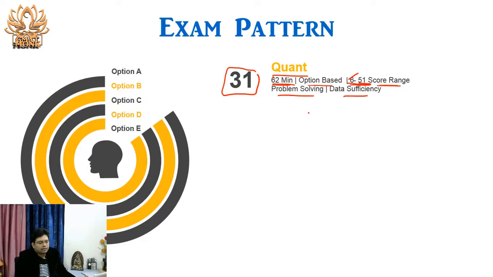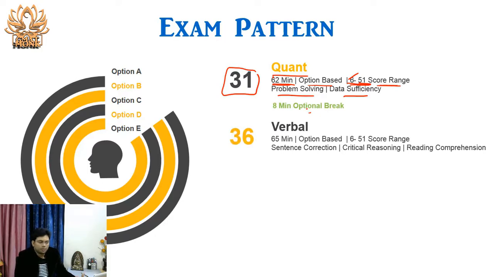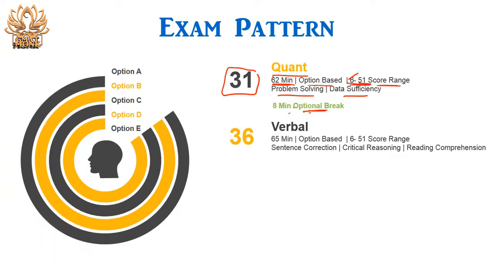Now after quant, there would be an 8-minute optional break. It's an optional break, so you can take this 8-minute break, or you can go directly to the verbal section and start your next section. But it is suggested that you should take the break and get some water or use the washroom and get relaxed for 8 minutes. But again, there is an important thing: you have to come back to your seat and start your next section within that 8 minutes itself, because if you take that break and come back in 10 or 12 minutes, then that extra time would be deducted from your next section. So the next section would be the verbal section.